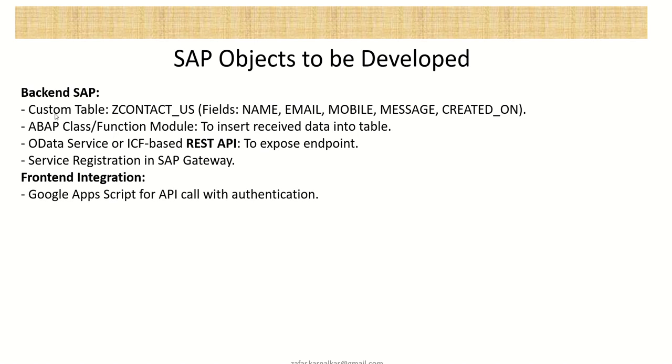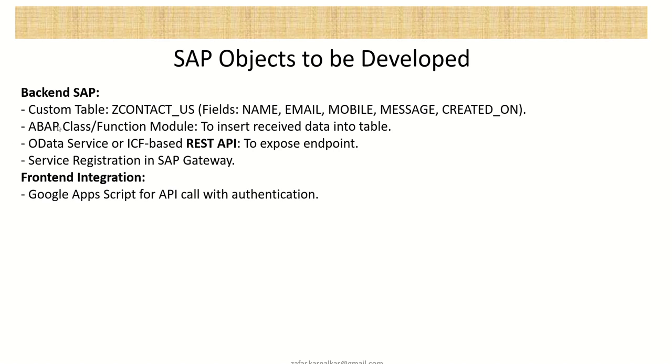So the objects to be developed: first we have to develop in SAP the Z contact underscore us table with name, email, mobile, message, and created on. I will also add one more field as an inquiry ID. We'll just take a random 10-digit number. But from the form we will get only name, email, mobile, and message. The created on time, and that first key field, like we have the purchase order or sales order, we'll create one field like the inquiry ID.